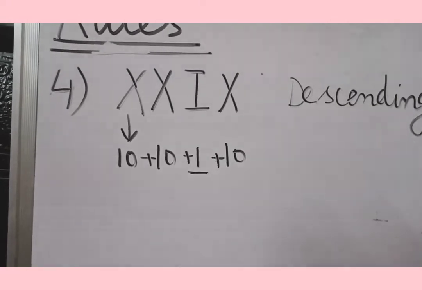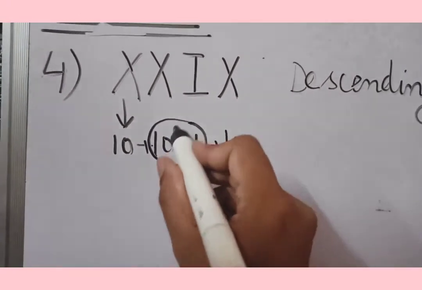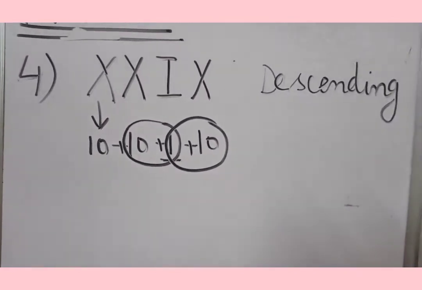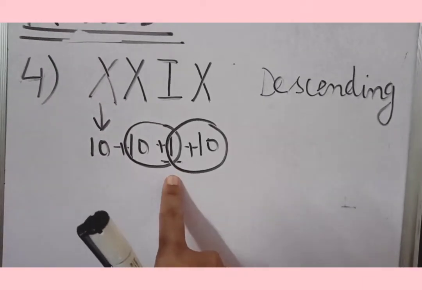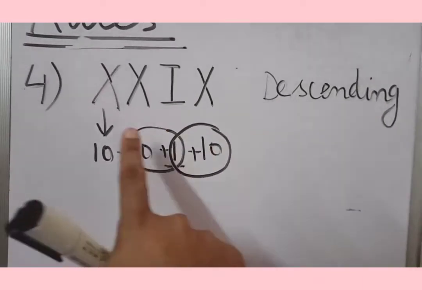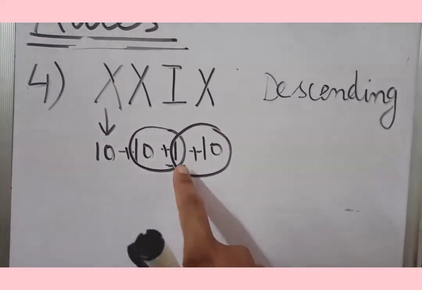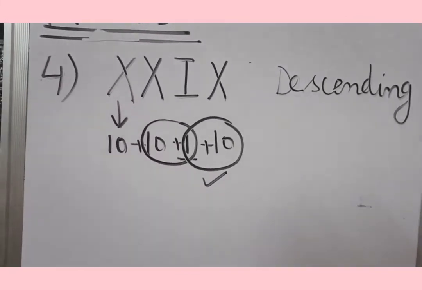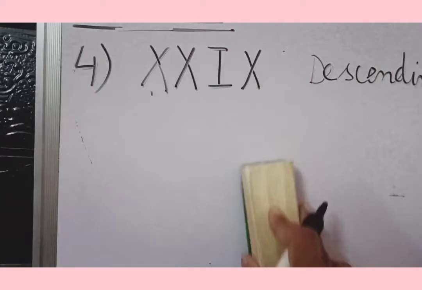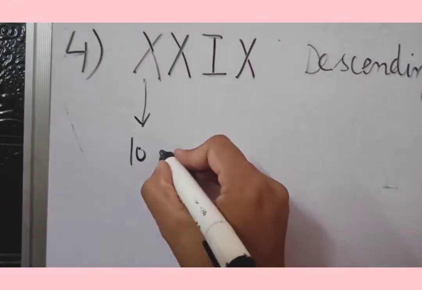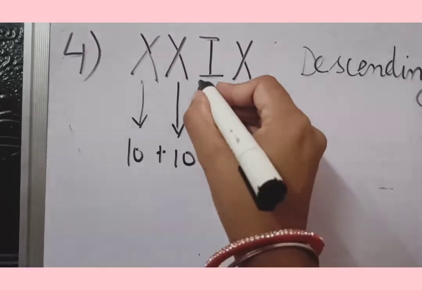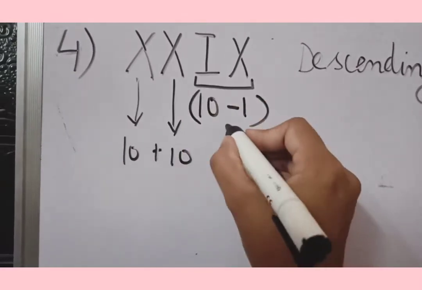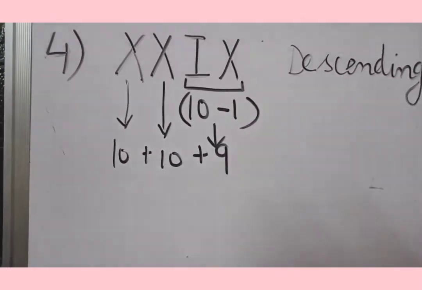So something is wrong here. There are two options: either I can add it to this number or I can subtract it from this number. Now the rule says whenever we have any number which disturbs the descending order of the sequence of the alphabets, we are going to subtract it from the number on the right side. So the numbers we get are 10 and 10, and now this will be read all together, where it is 10 minus 1, which stands for the value 9.